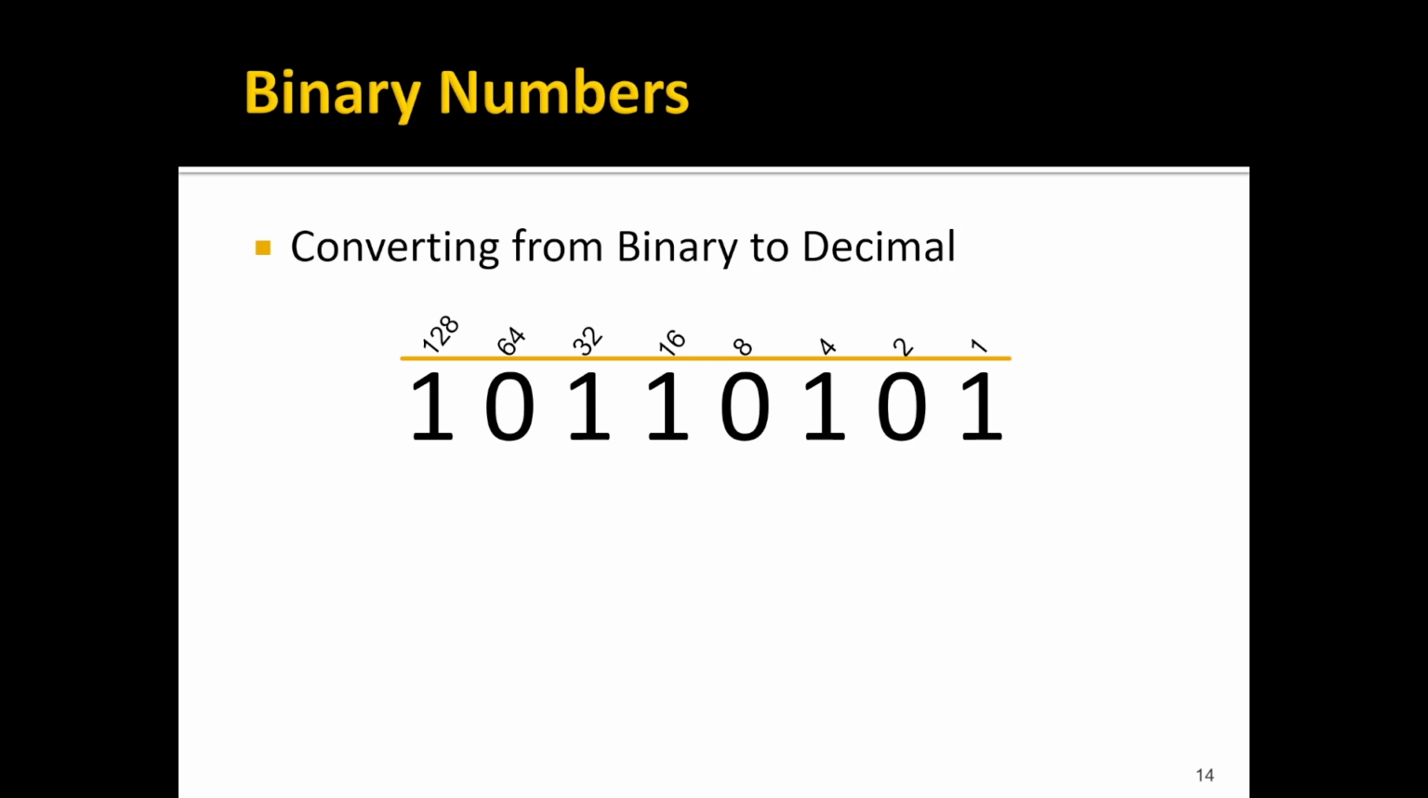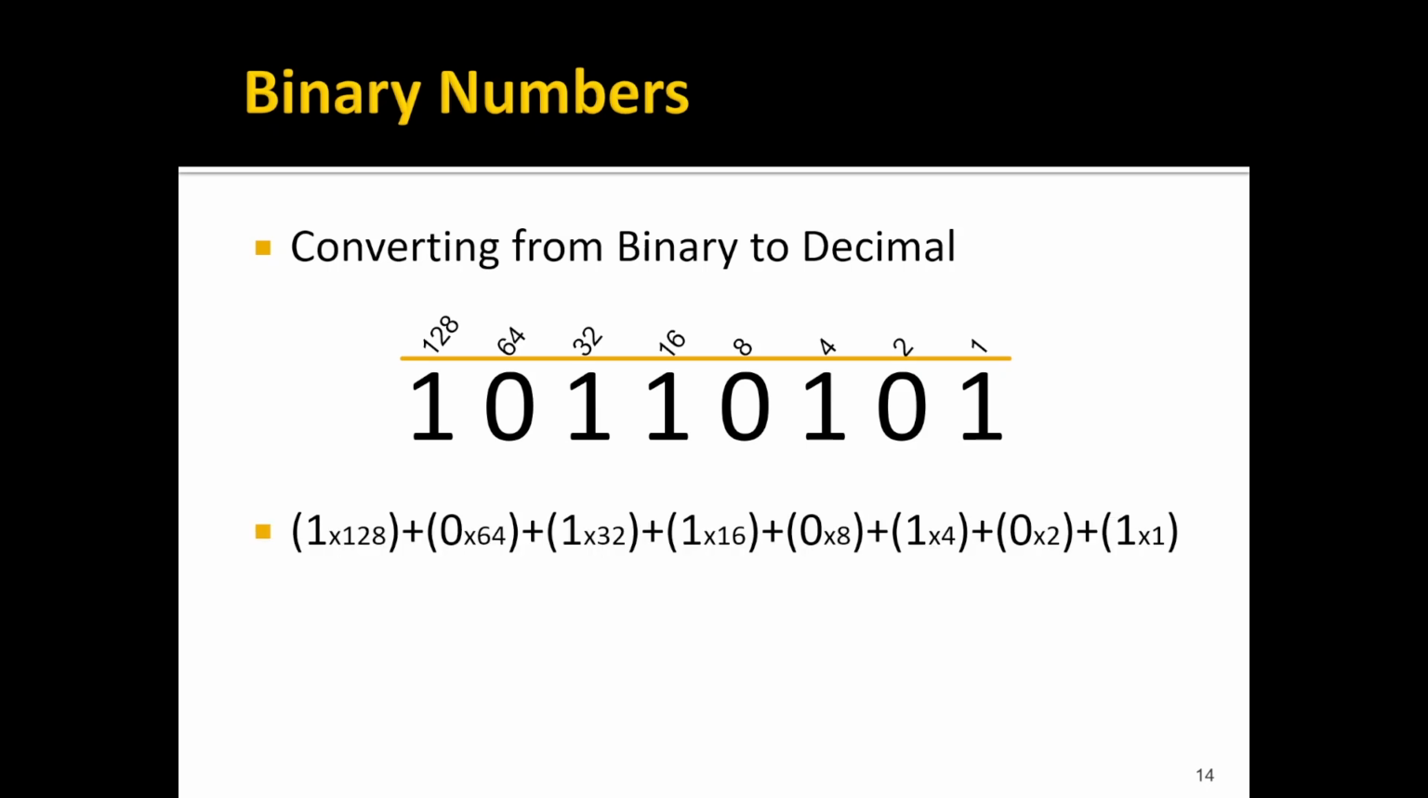For example, given this large binary number, we can express it as a summation of its column values. So since there's a 1 in the 128's column, we say 1 times 128. But since there's a 0 in the 64's column, we say 0 times 64. But notice that we're only adding the column values where the bit is 1, so we can actually just omit the columns where the bit is 0. Then if we sum the remaining columns that have 1s, we get our final decimal number.